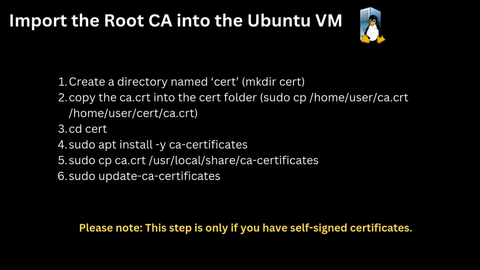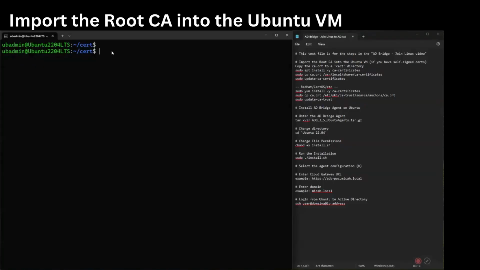SSH into your Ubuntu VM and create a directory named cert. Copy the root CA file onto your Ubuntu VM. This file was created during the AD Bridge portal installation, or you may already have your own. Then proceed with the steps to install the certificate. A text file should have been included with this video so that you can copy and paste the commands. Please let us know if you do not have it. Additionally, I'll show you the exact steps in this video.